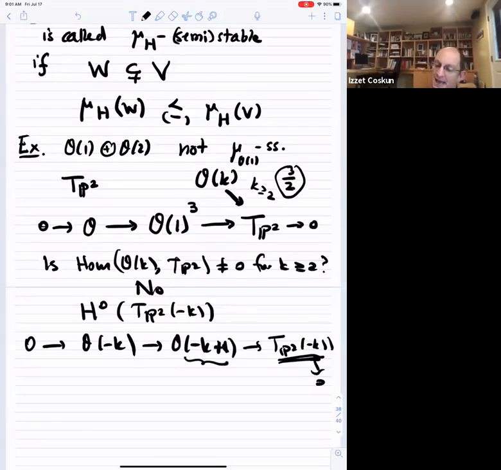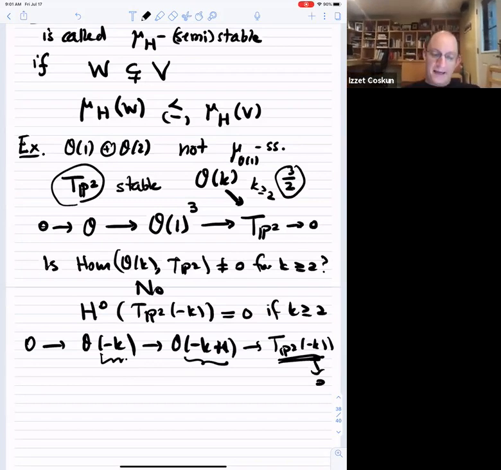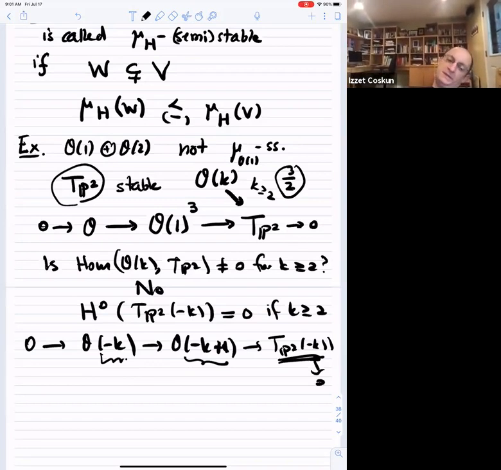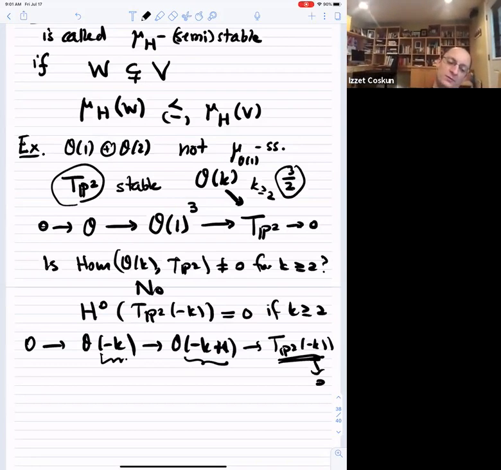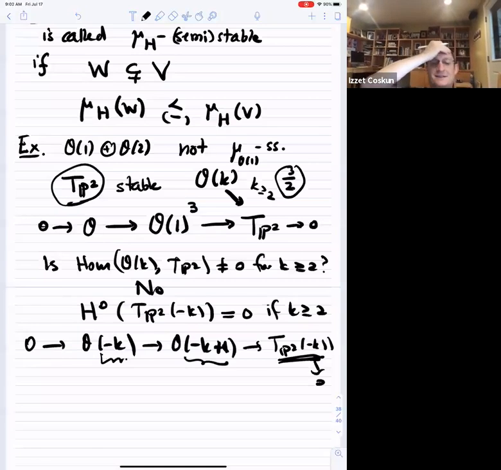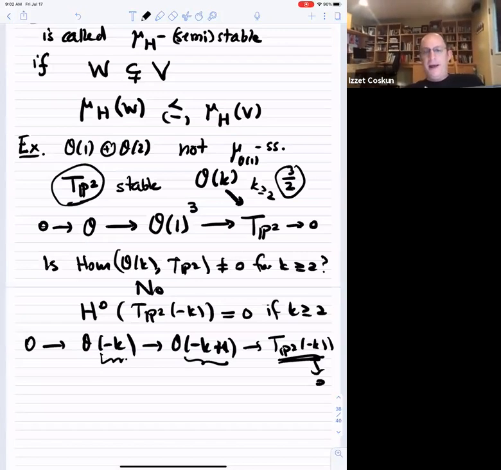So you see, if this K is greater than or equal to 2, this is negative, so they don't have any sections or any H1. So you see that H naught of this thing is 0 if K is at least 2. So you see that this TP2 of 2 is stable, right? And this will be the main difference in choosing which bundles we want. If we want to make sensible divisors, then we need to stick to stable bundles, okay?